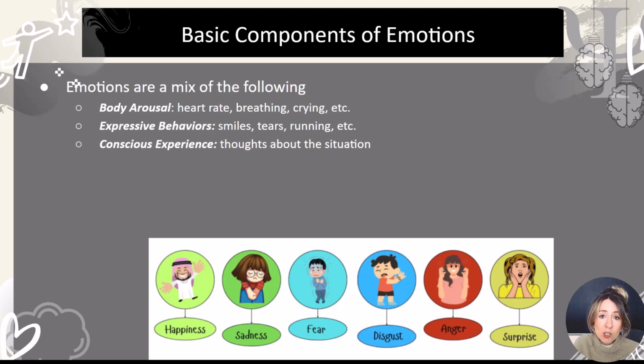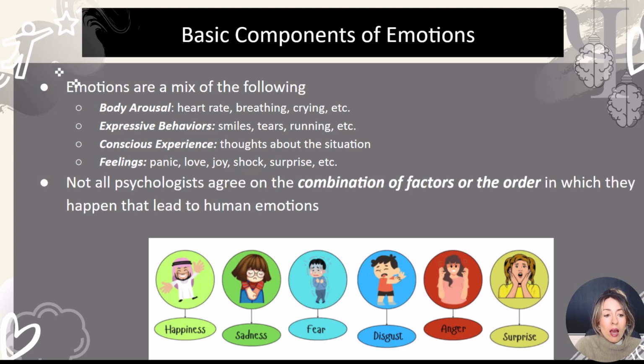You have your conscious experience. So you have the thoughts that align with the situation and connect to the emotion. And then you have ultimately the feeling, right? The panic, the love, the joy, the shock, the surprise, etc. Now, psychologists disagree on the combination of factors and the order in which they happen.